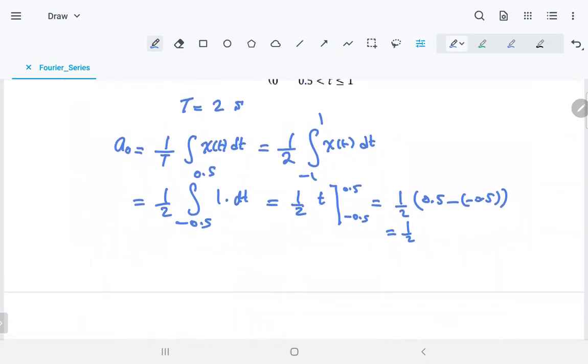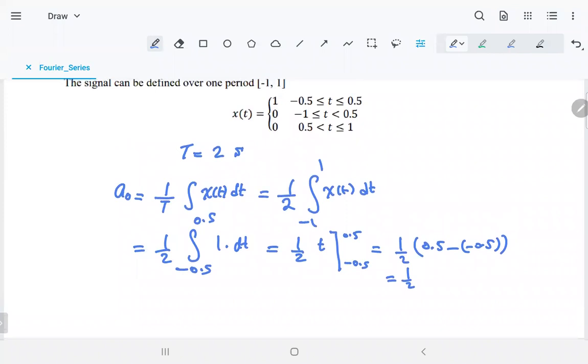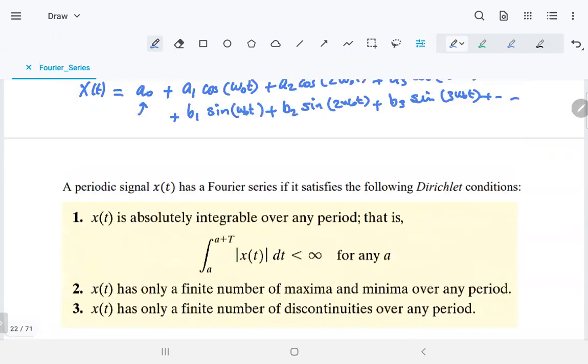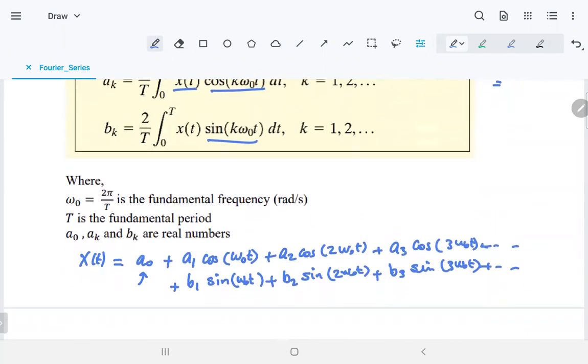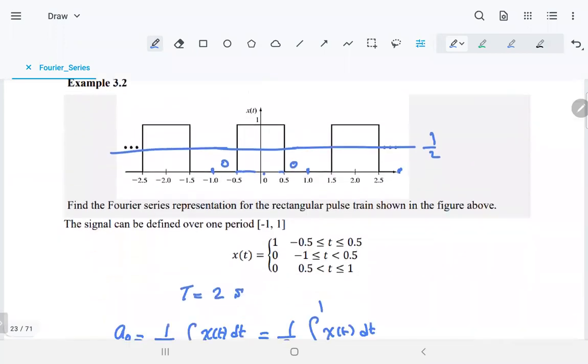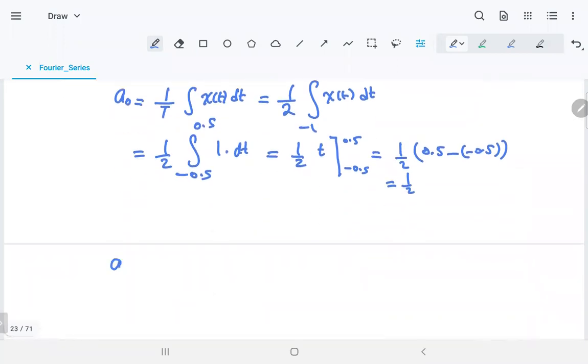Now I want to find the coefficient AK. AK is the coefficient of the cosine terms. How do I get it? I multiply by cosine, and then I integrate over 1 period, and multiply by 2 over T. Okay, let me just write the formula now. So now we have AK equal to 2 over T, the integration from 0 to T, x of t multiplied by cosine of k omega naught t dt.